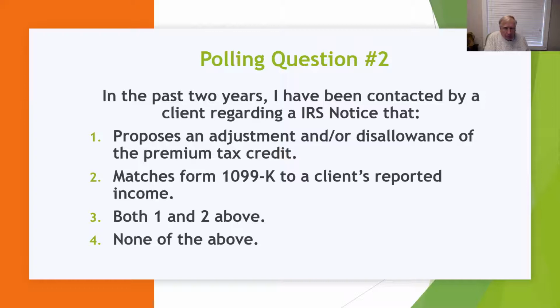So let's look at polling question number 2 for my section here. In the past 2 years, I have been contacted, and this is polling question 13, by a client regarding an IRS notice that proposes an adjustment and/or disallowance of premium tax credit, matches Form 1099-K to a client's reported income, both 1 and 2 above, none of the above.